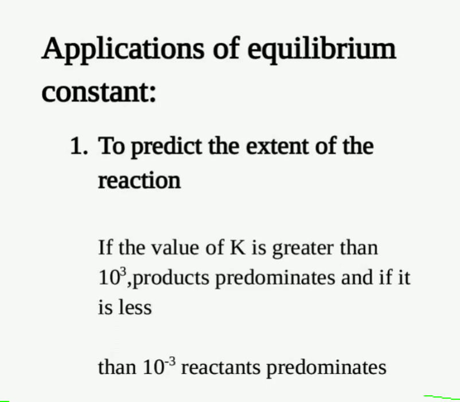Similarly, if the value of Kc or Kp is less than 10 raised to minus 3, then the reactants predominate over the products. That is, if Kc or Kp is very small, then the reaction proceeds rarely. So this is the first application of equilibrium constant. Depending upon the magnitude of the equilibrium constant, we can predict the extent of reaction.